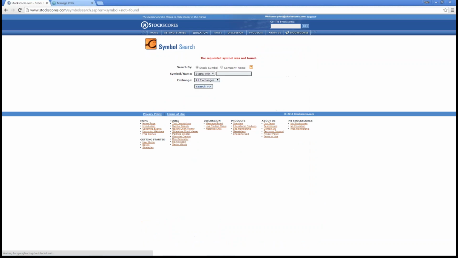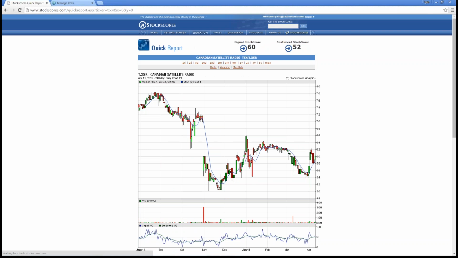XSR. T.XSR. All right, this one support at 540. It still is going to have some trouble getting through that 640 resistance level. I don't think it's a great stock to own, but if you're already in it, I would have support at 540.